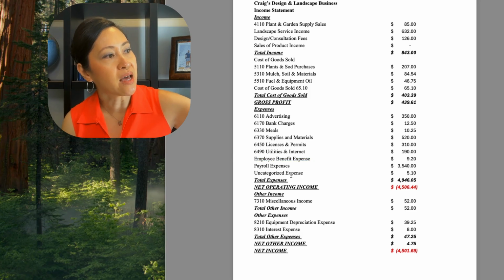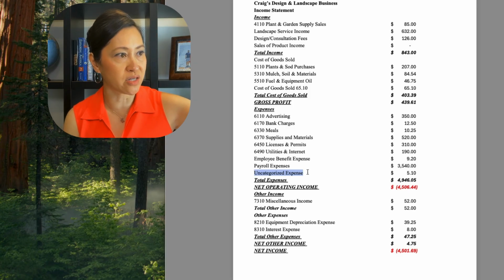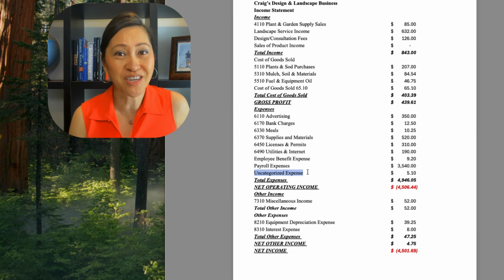Next, I see uncategorized expense. For Craig's Design and Landscaping, this could be anything from a small tool purchase to a one-off supply. And to be honest, I'm allergic to this account. Uncategorized expenses are a problem because they make reporting unclear and will raise questions for the tax preparer.